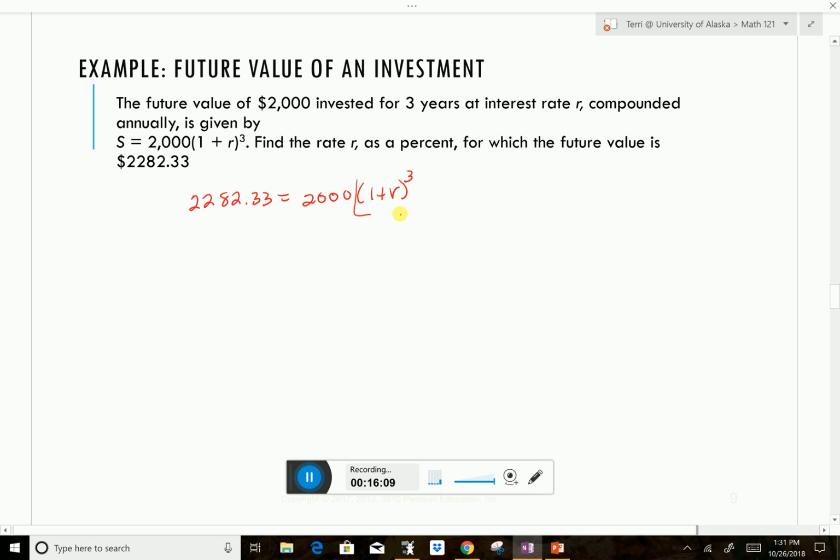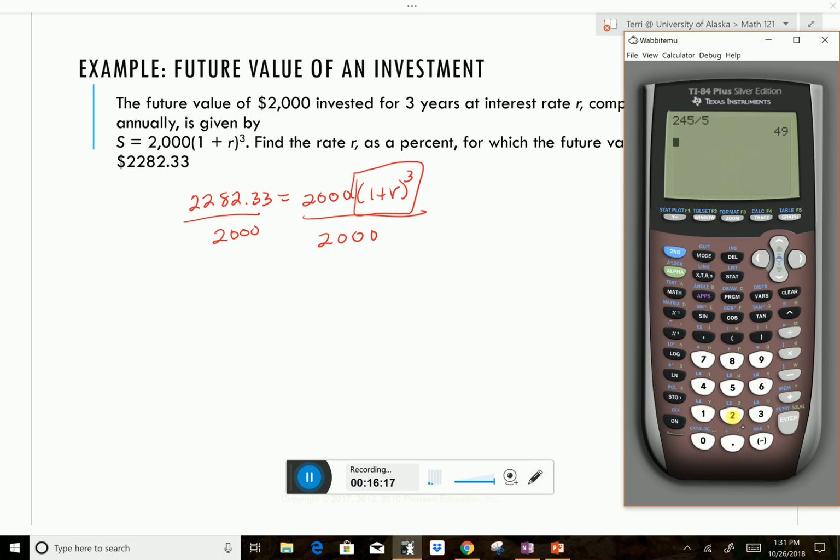Okay, so we want to isolate this cubic term. Divide both sides by 2,000. So we have 2282.33 divided by 2,000 equals 1.14, so we'll say 1.14. That equals (1 plus R) cubed. So now what I want to do is take the cube root of both sides. Okay, so I'm going to take the cube root of this answer.